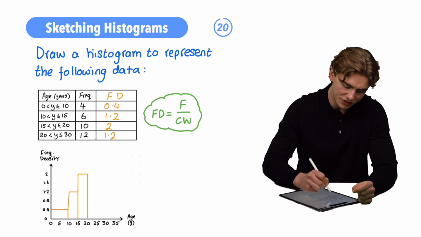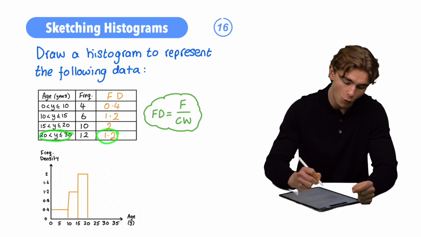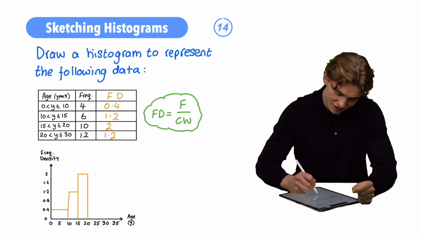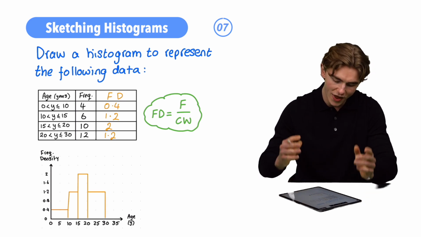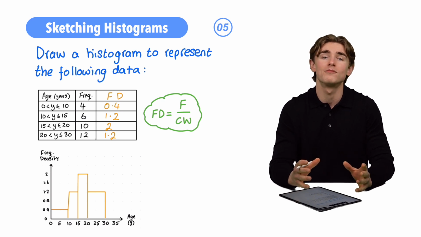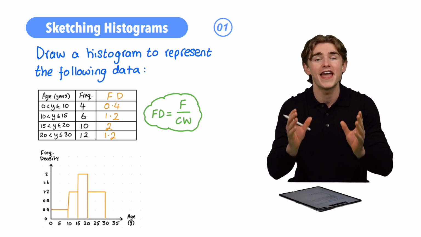Next up, what do we have? We've done 15 to 20, now 20 to 30. That's got a frequency density of 1.2. So from 20 to 30, 1.2, where's that going to be? It's going to be just up here. 20 to 30, going over to there, and 1.2. Guys, we can see now we have our histogram drawn. We have our frequency density on the y-axis against our age on the x-axis.